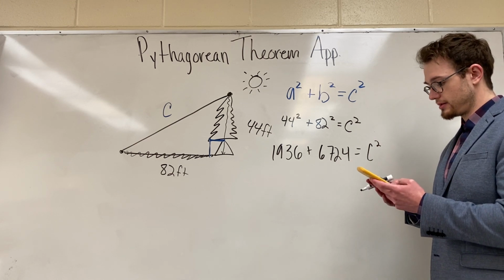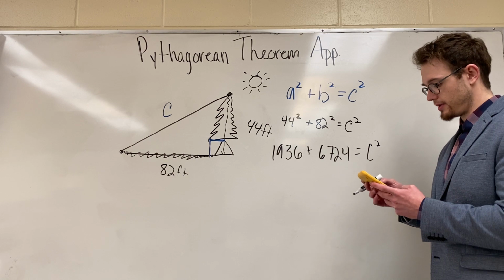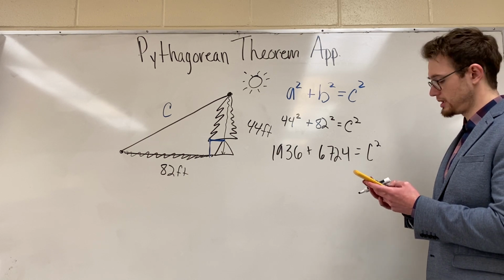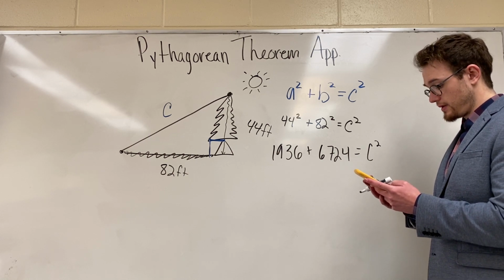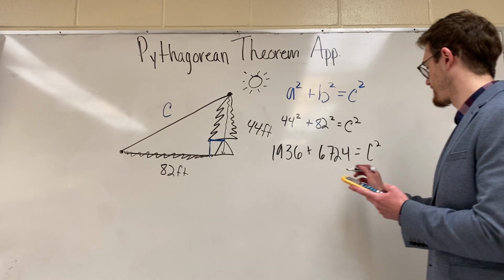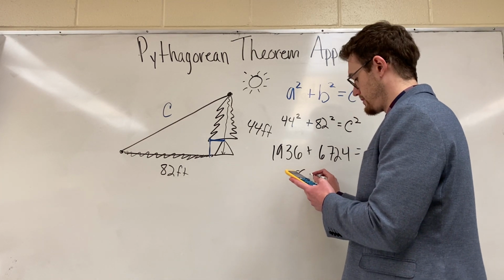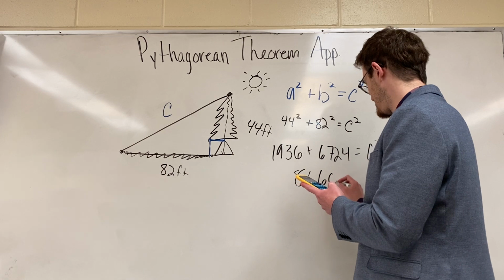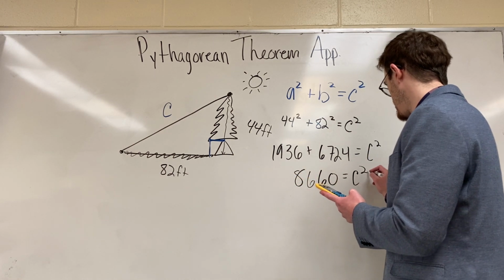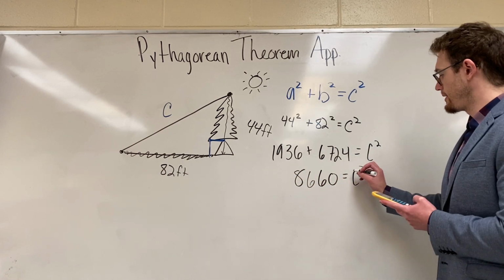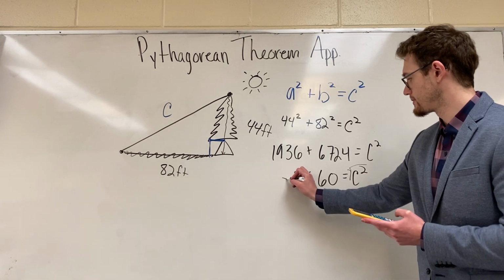So we're gonna add those together. So 1936 plus 6724. So we're gonna get 8,660 equals C squared. All right, then you come in here, do your little square root. Do your little square root.